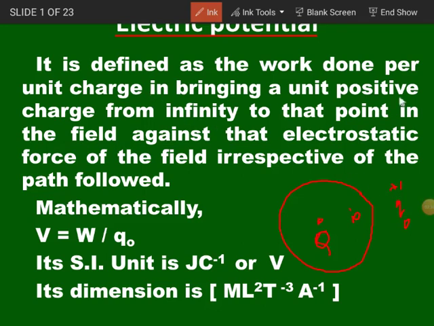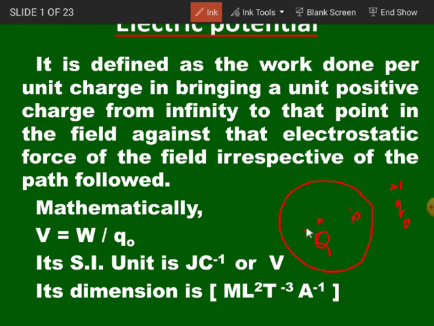Then as per definition, it is the amount of work done in bringing this unit positive charge, or rather test charge, from infinity. When I say infinity, it should be well beyond this field. It doesn't mean a distance of the star. If it is a little bit beyond the field of this given charge, we may treat that as infinity. So if you bring this unit positive charge from infinity up to this particular point inside the field, you need to bring it against some repulsive force, the electrostatic force.